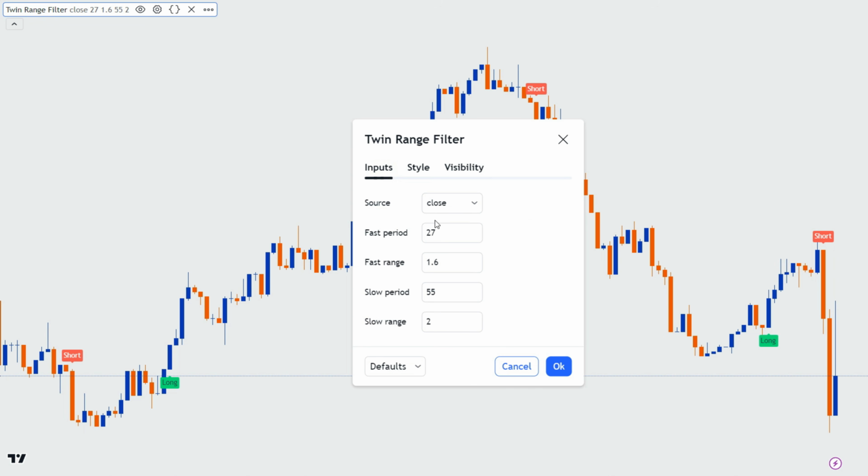Ready to optimize your twin range filter settings for maximum profitability? Let's get started. First, adjust the fast period to 25. This will help you capture more precise and responsive signals. Next, set the fast range to 15. This will optimize the accuracy of the indicator for your specific strategy.